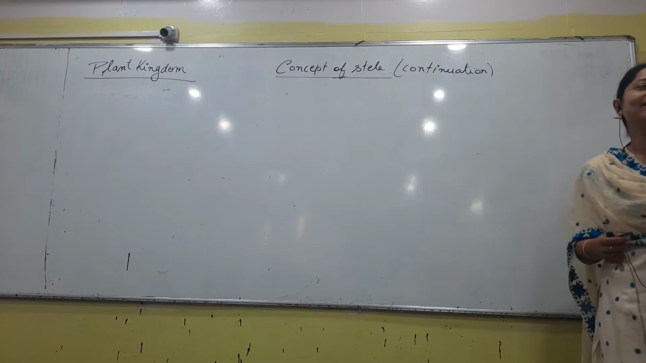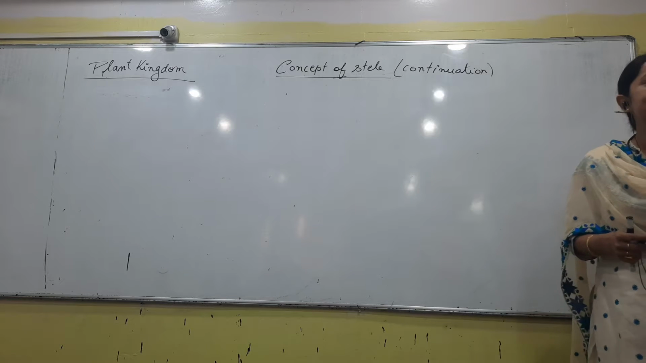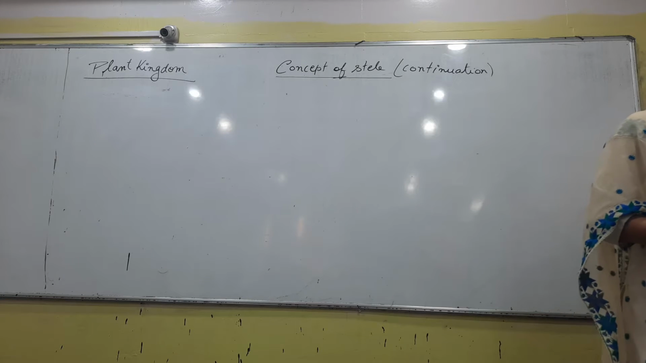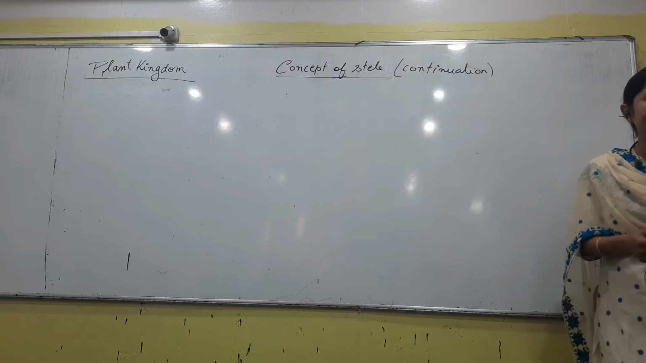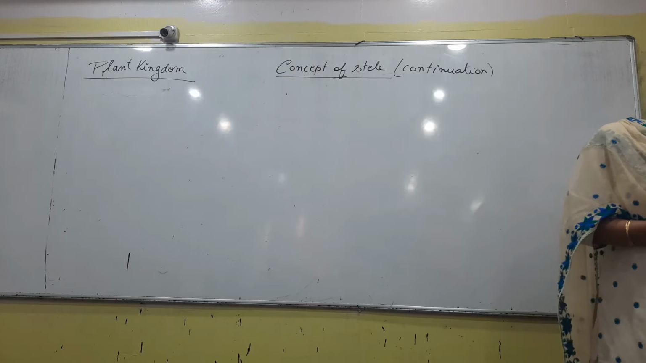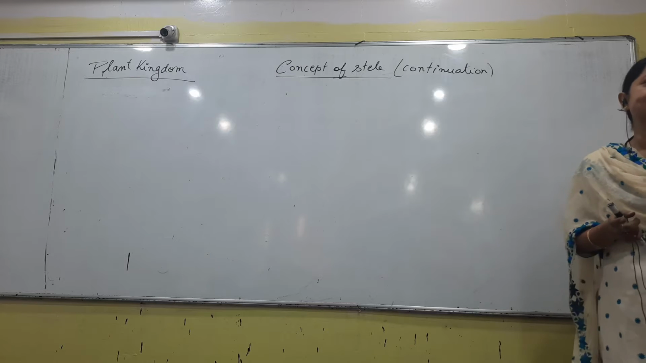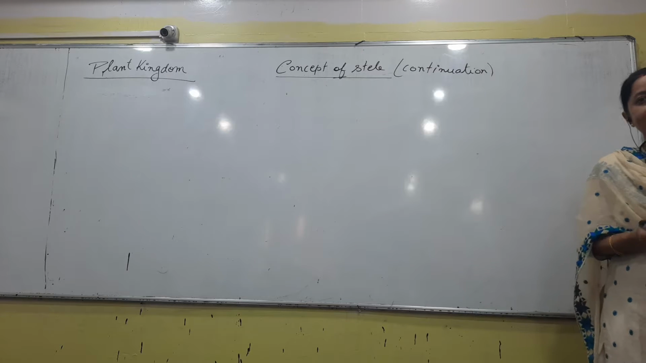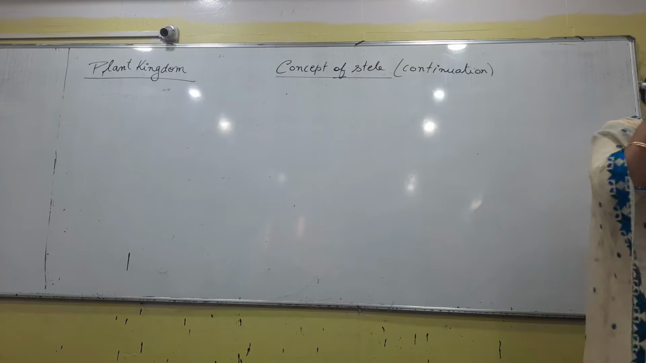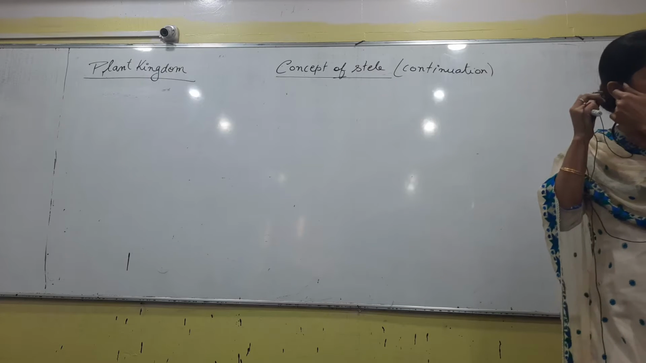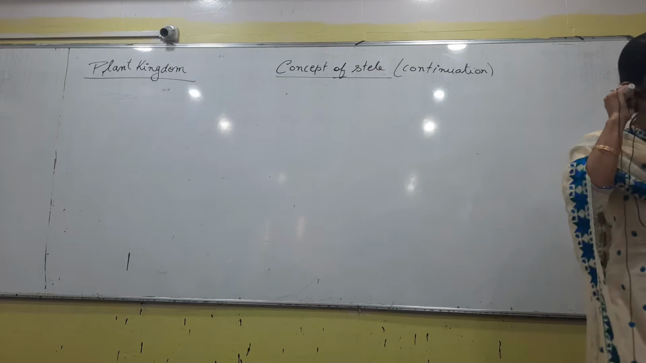Okay, what is a stele? The whole central mass of vascular tissues with or without pith, that is what is called as stele, no? Pith may be present or may not be present. Next question is, who has given the concept of stele? The name of the scientist? Van Tieghem and Douliot. Third question, what is the boundary of the stele, or who forms the boundary of the stele? It is the endodermis that forms the boundary of the stele.